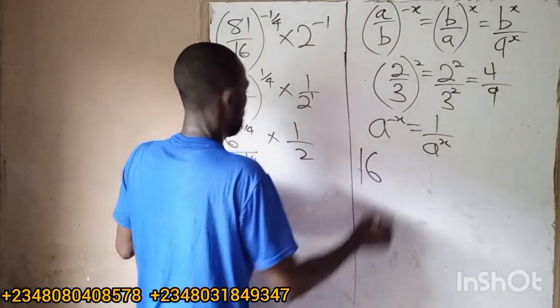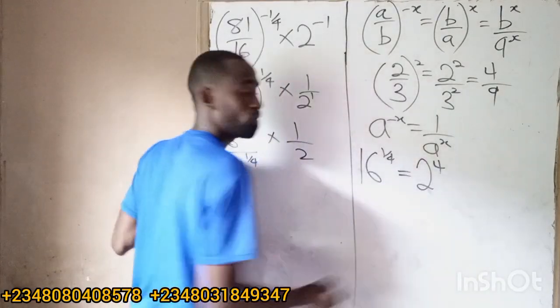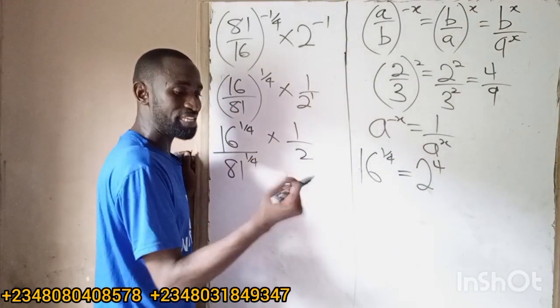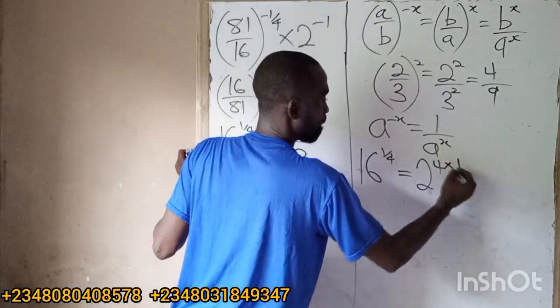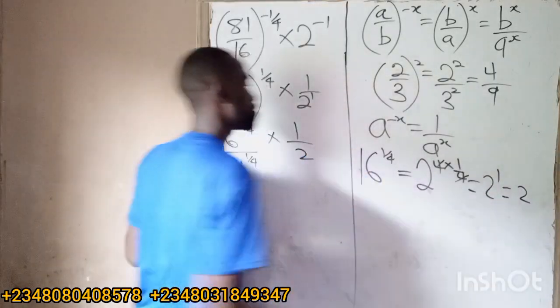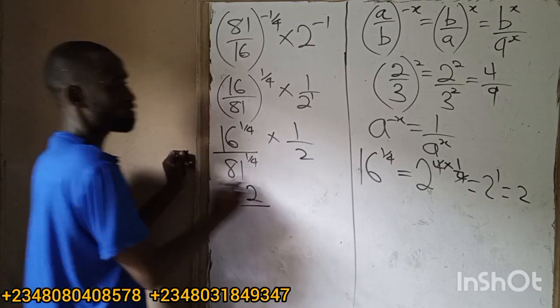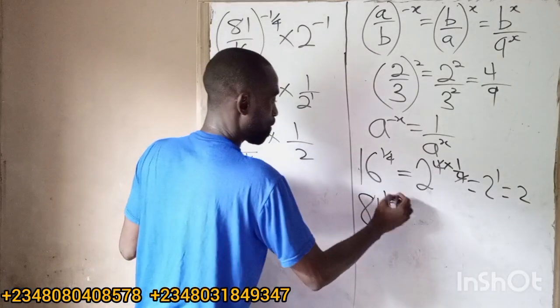If I have 16 raised to power 1 over 4, 16 is 2 raised to power 4. That is 2 times 2, 4. 4 times 2, 8. 8 times 2, 16. Then times 1 over 4. This 4 will cancel out this. I have 2 raised to power 1, which is 2. So here, I'm having 2 on top, all over 81 raised to power 1 over 4.